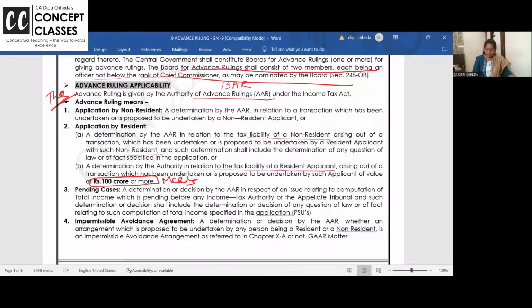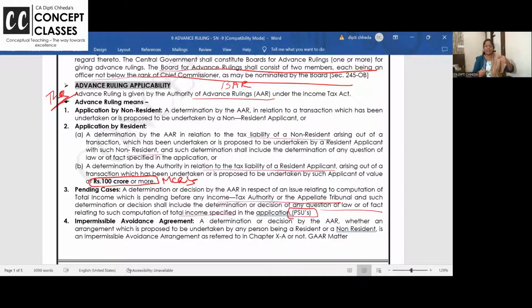A determination or decision by AAR in respect of an issue relating to computation of total income which is pending before the Income Tax Appellate Tribunal. Such determination or decision shall include determination or decision of any question of law or of fact relating to computation of total income. And for this, right now, only public sector undertakings are allowed. Now, what is this? Actually, I have named it third, but actually it is the fourth one.